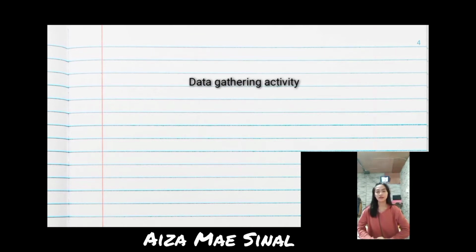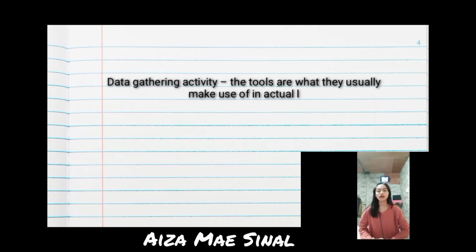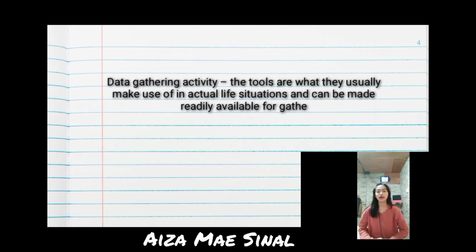Data gathering activity. The tools are what they usually make use of in actual life situations and can be made readily available for gathering information. An example is interviews, questionnaires and surveys, observation and focus groups.